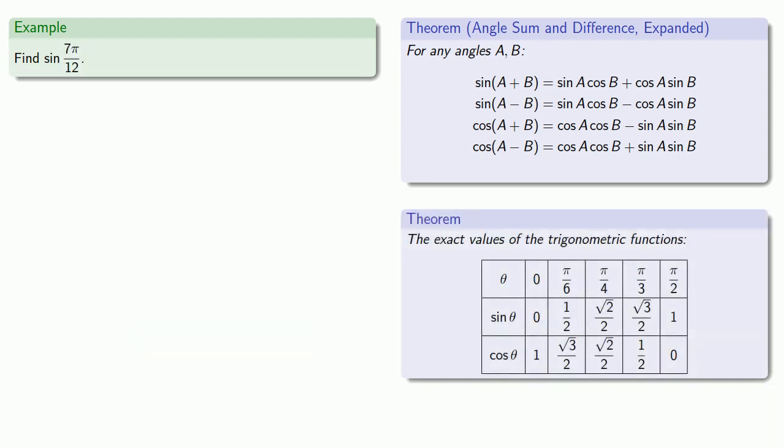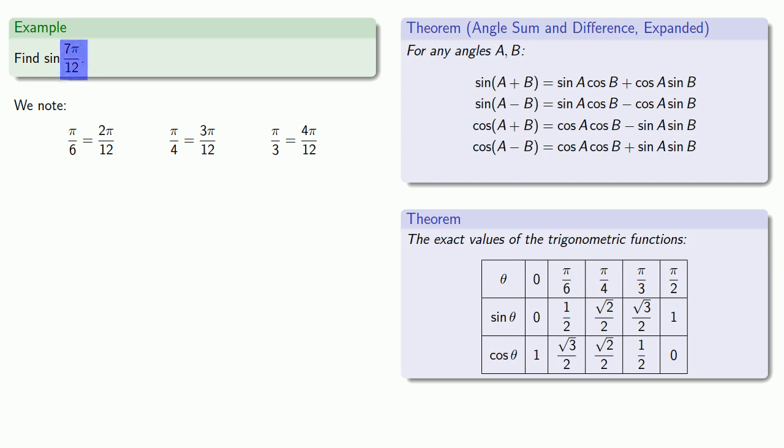well, we really should be using radians. So let's try to find the sine of 7 pi twelfths. Unfortunately, this does require us to deal with fractions. Fortunately, we know how to handle fractions. So we might begin by noticing that pi over 6 is 2 pi twelfths, pi over 4 is 3 pi twelfths, and pi over 3 is 4 pi twelfths.